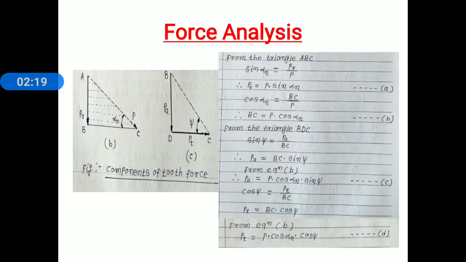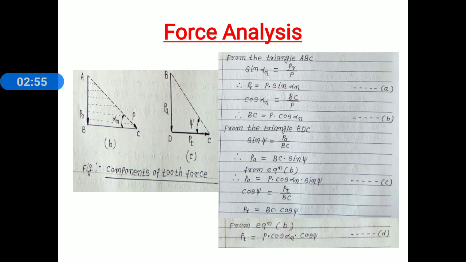Now from figure B, we consider a triangle ACB. From this triangle we consider sine alpha suffix n, that is the front side to the hypotenuse. Front side is the radial component PR and hypotenuse is P. So sine alpha suffix n is equal to PR divided by P. Simplify that and we get the radial component PR is equal to P into sine alpha suffix n. Consider equation A.